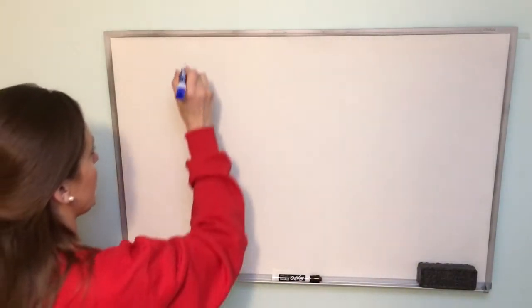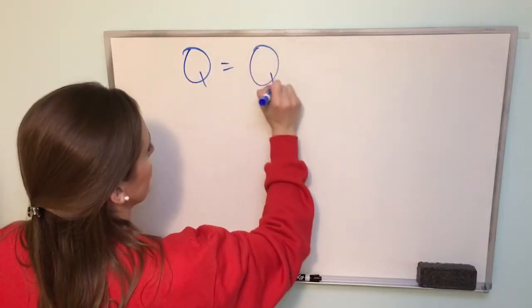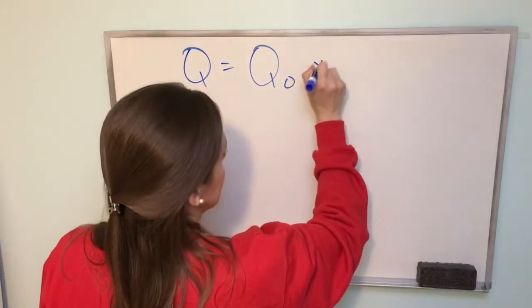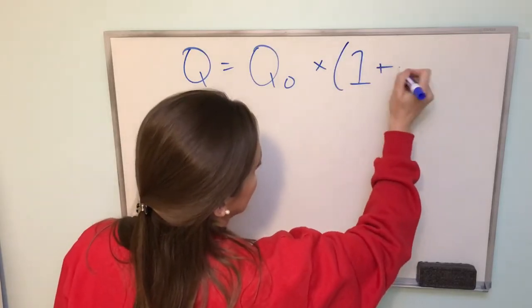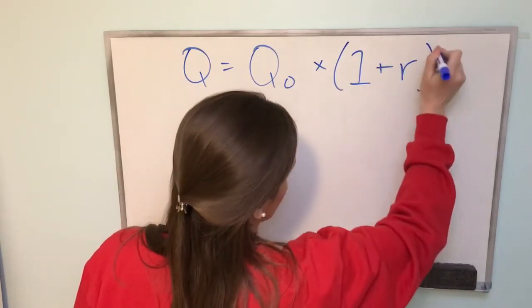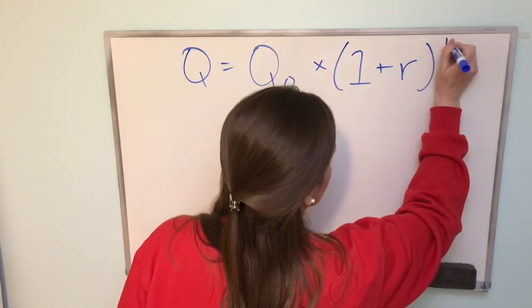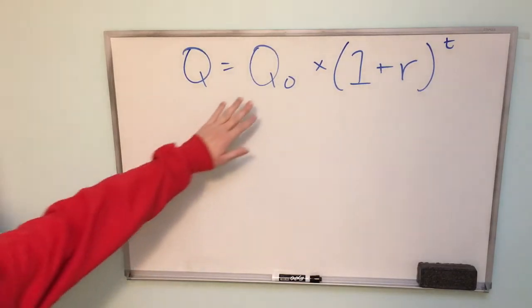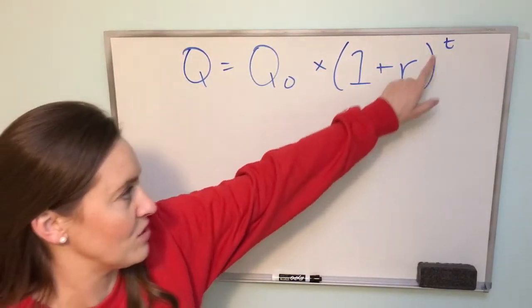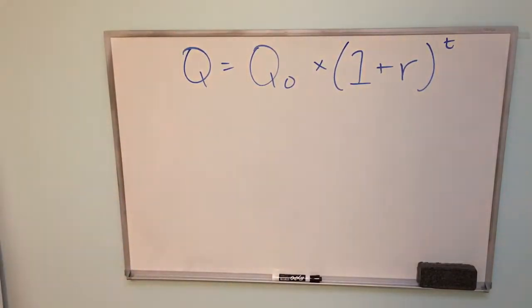Sorry. Let's talk about the equation Q equals Q initial times, that's not an X, it's a times, 1 plus R to the T. I can't remember if they called it T or Y. So you might recognize this kind of looks like the equation when we had principal times 1 plus the interest rate raised to the number of years. It's almost the exact same thing.